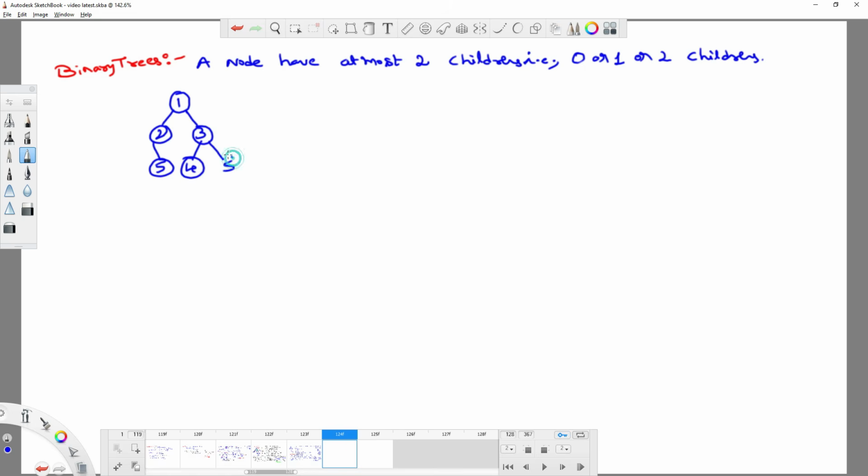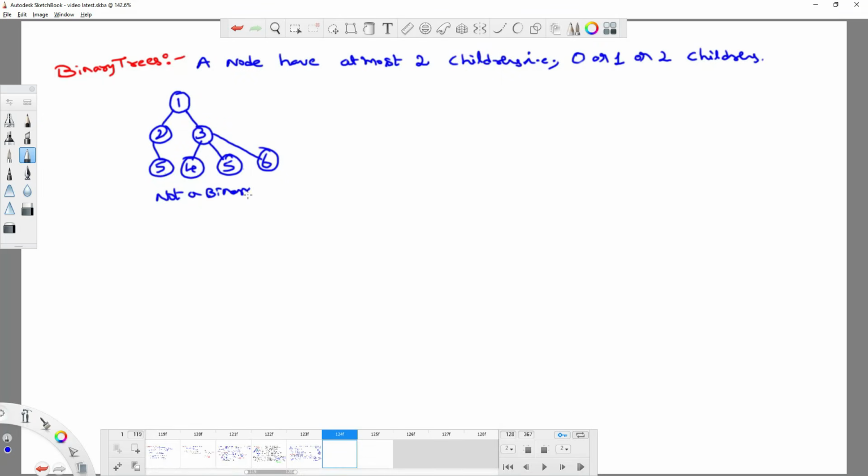Can I say, is it a binary tree? Right? Duplicates might be existing. Now, can I call this a binary tree? No. So, we can't call it a binary tree. It is not a binary tree. Okay? Fine.